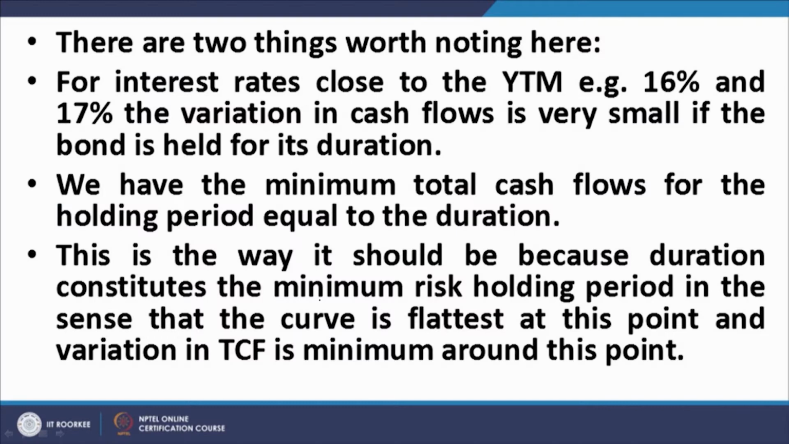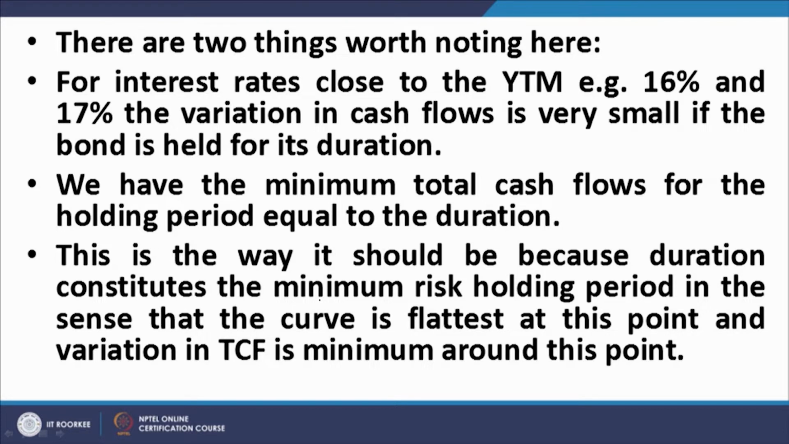Because the variability in cash flows around this figure of 16.65% is minimal, naturally we expect the expected returns to be lower, and that is vindicated by the figures that we saw in the previous table, where around 16.65% the total cash flows turn out to be minimum. Let me read these points to you once again, and there are two things worth noting here.